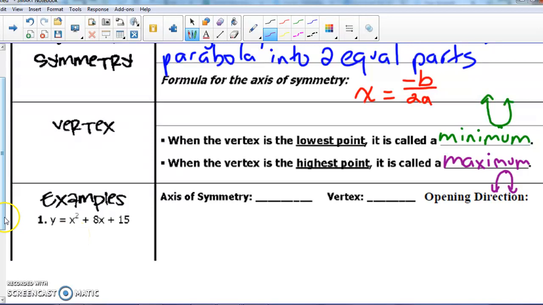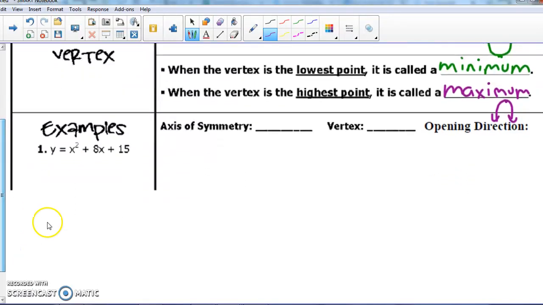If we look at number 1, it is in standard form. It says y equals x squared plus 8x plus 15. I'm hoping that you can look at that and know, since that a value is positive, this opens facing up.